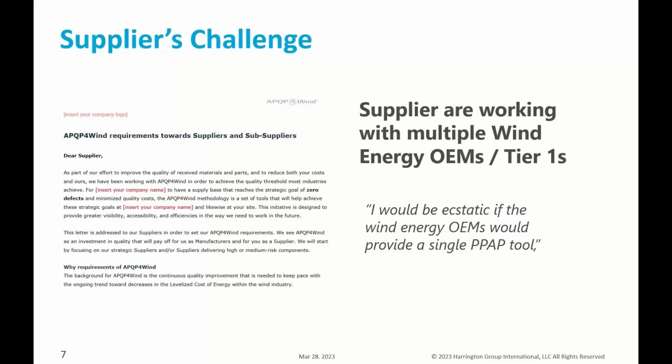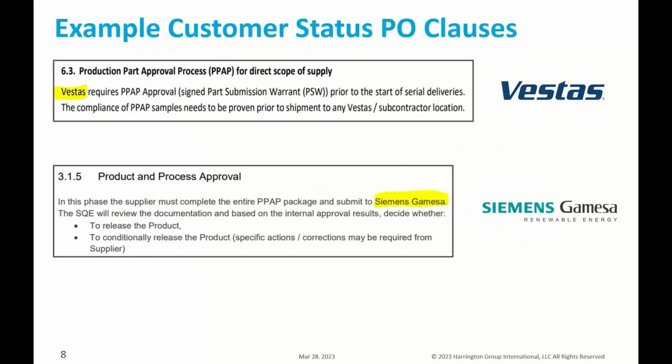And the reason I think the split's important is part suppliers, if they're told we've got to do APQP, they'll Google it and they look at it and go, what? And I talk to suppliers all the time. I had one last week say I'd be ecstatic if the wind energy OEMs would provide a single PPAP tool. And again, these are on PO clauses. These are just examples from some of the OEMs. They're in the supplier quality manual.